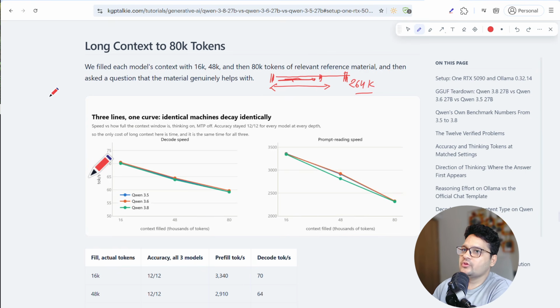Why? If you fill your context window, let's say this is your context, and your context is increasing, then your KV cache, let's say this is your KV cache, okay.